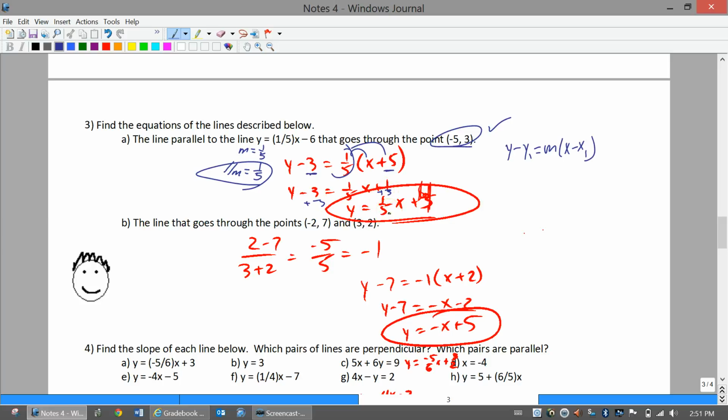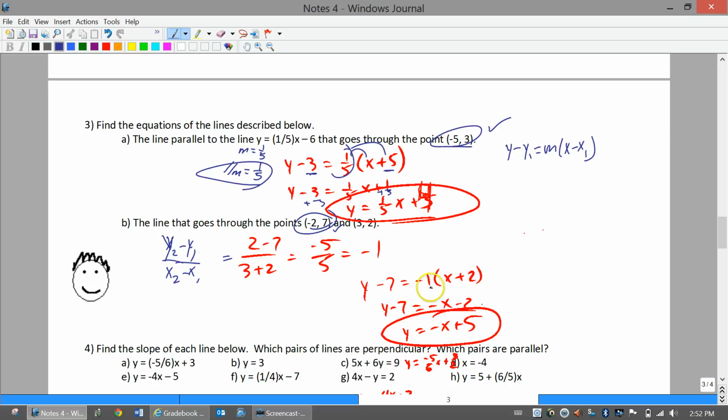On part B, we need the line that goes through those 2 points right there. Okay, we need the line that goes through those 2 points. So we have a point, check, but we do not have a slope. So let's calculate what our slope is using the slope formula, or y2 minus y1 over x2 minus x1. And then we put those things in there, and then calculate the slope to be -1.